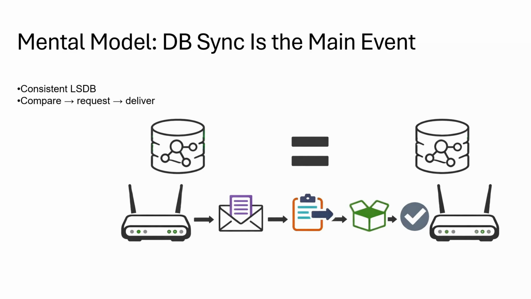So for this video, keep one phrase in your head: DB sync. DB sync is the main event. Neighbor states are basically the phases of getting to DB sync, performing it, and then staying stable. And OSPF packets are the tools used to discover, negotiate, compare databases, request missing information, then deliver missing information, and confirm delivery. That's the whole story.